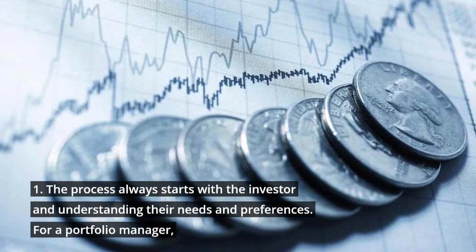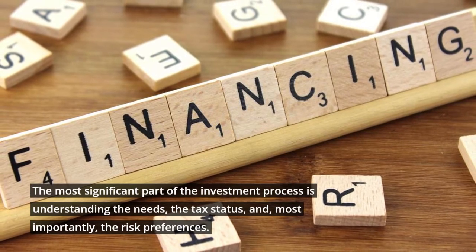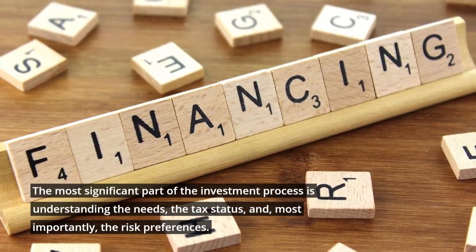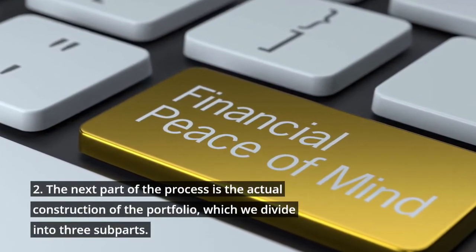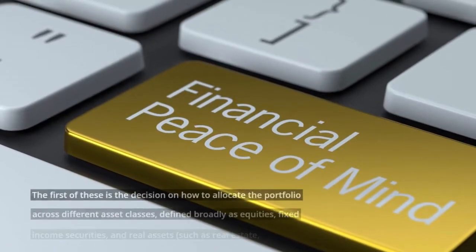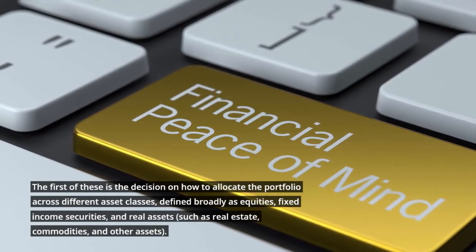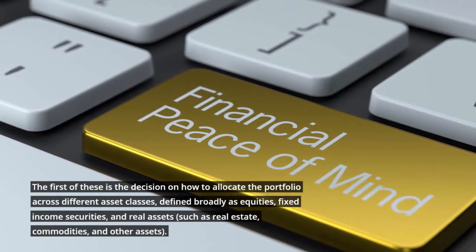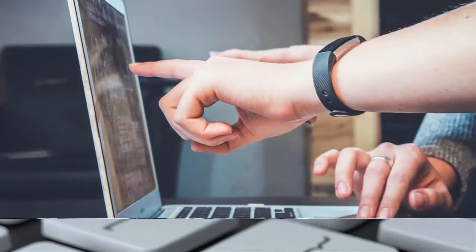For a portfolio manager, the most significant part of the investment process is understanding the needs, the tax status, and, most importantly, the risk preferences. 2. The next part of the process is the actual construction of the portfolio, which we divide into 3 subparts. The first of these is the decision on how to allocate the portfolio across different asset classes, defined broadly as equities, fixed income securities, and real assets, such as real estate, commodities, and other assets.